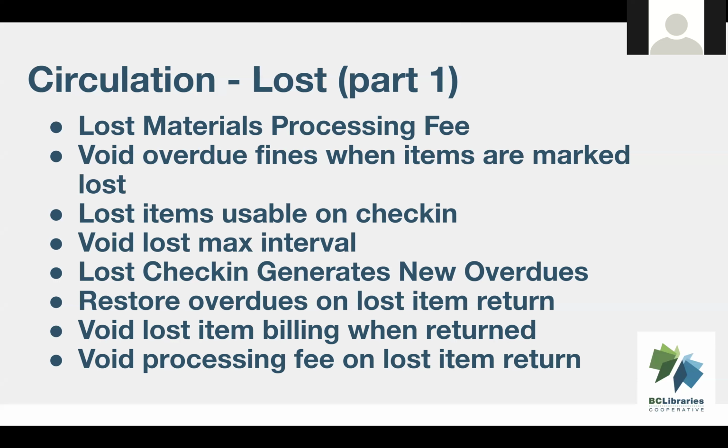And then the last setting on this slide, lost items usable on check-in, which is the third bullet point there. That one is for reciprocal borrowing libraries, whether or not the item can actually be checked out and go fill another hold right away, or whether Evergreen says, nope, the lost item has to go back to its home library or home branch for multi-branch libraries before anything else can happen with this.